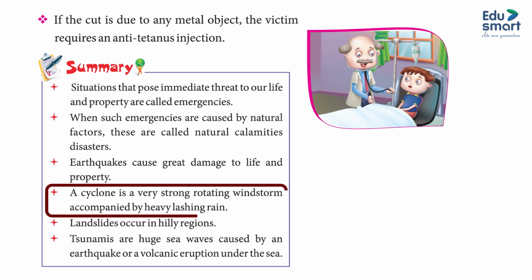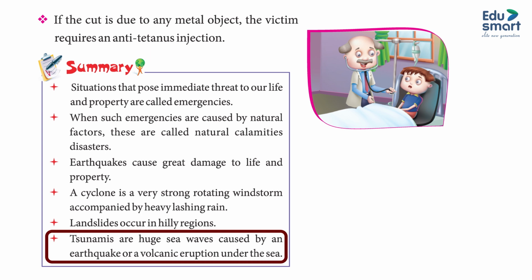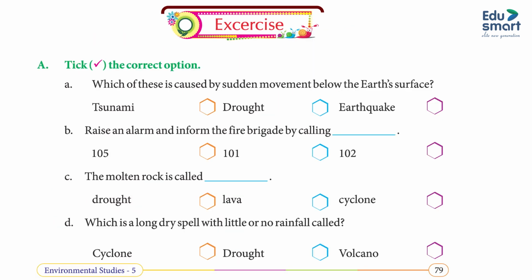A cyclone is a very strong rotating windstorm accompanied by heavy lashing rain. Landslides occur in hilly regions. Tsunamis are huge sea waves caused by an earthquake or a volcanic eruption under the sea.